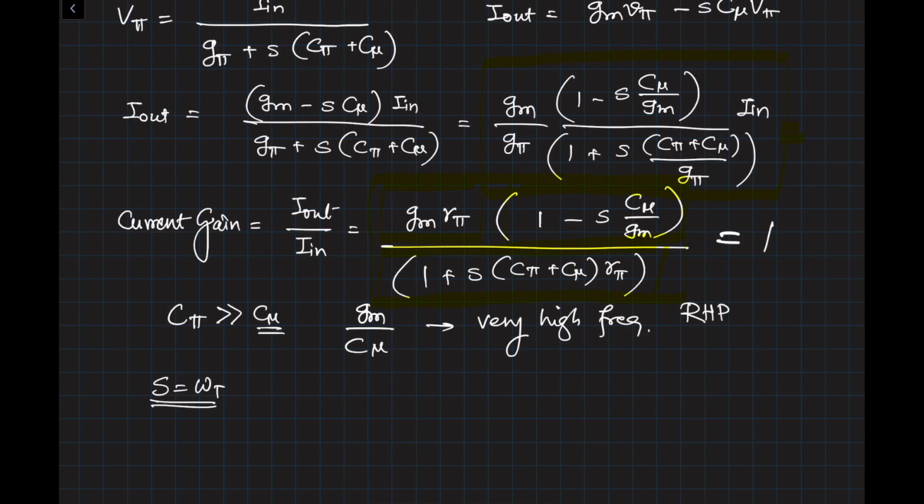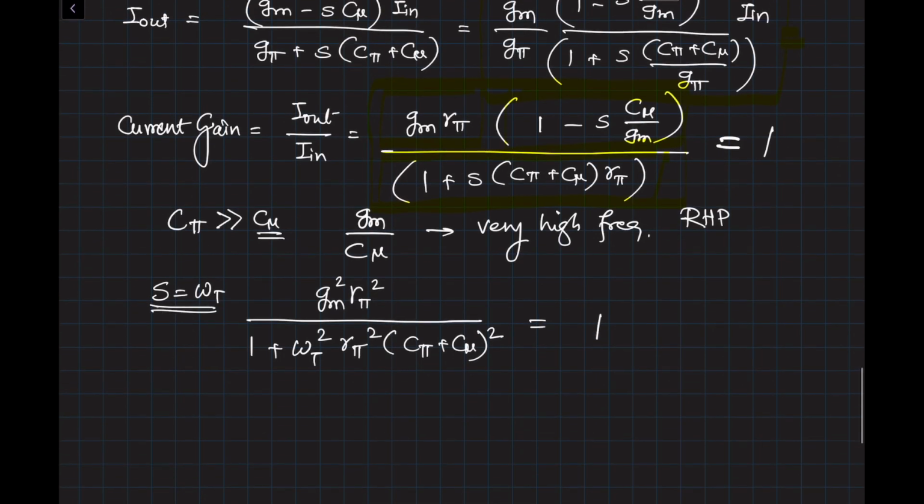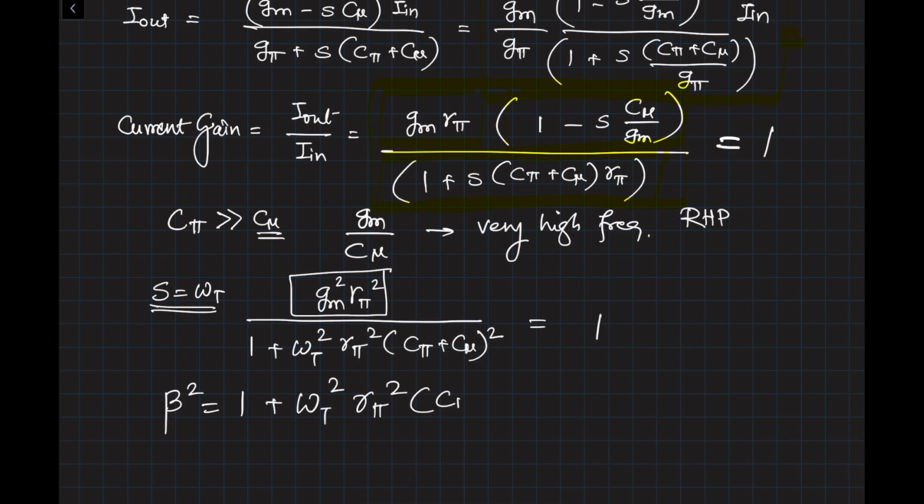So then we can write gm R pi squared divided by 1 plus omega t squared R pi squared times C pi plus C mu squared is equal to 1. Now what is gm R pi? We already know this is beta. gm R pi is equal to beta. So the expression will become beta squared is equal to 1 plus omega t squared R pi squared times C pi plus C mu squared.